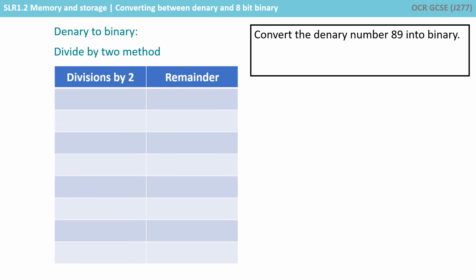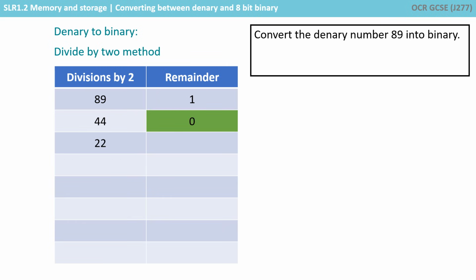Okay, so here's the divide by 2 method. So we're going to start with the number 89, and we're going to progressively divide it by 2 and work out what's remaining at each stage. So we start with 89, we divide by 2, which gives us 44, and there is 1 left over. So we write a 1 in the remainder column, and we continue.